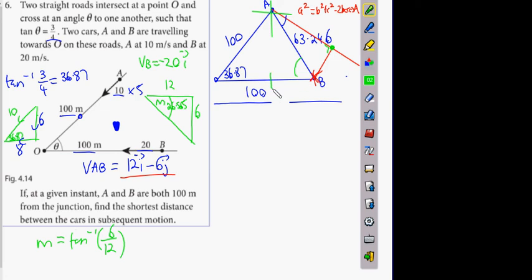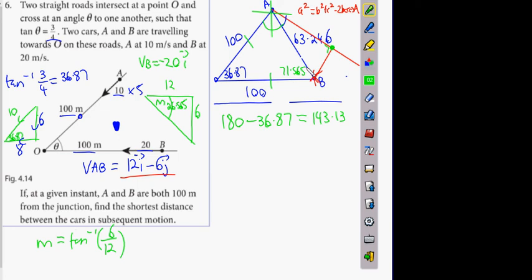First of all, it's an isosceles triangle. I know that this angle is 36.87. So 180 minus 36.87 is 143.13, okay? These angles have to be the same, don't they? Because it's an isosceles triangle, they're both equal to each other. What do you get? Yeah. 71.565, okay, happy enough with that.